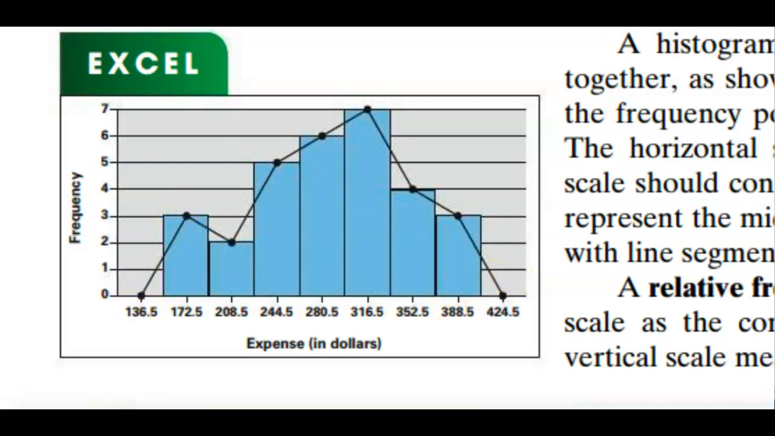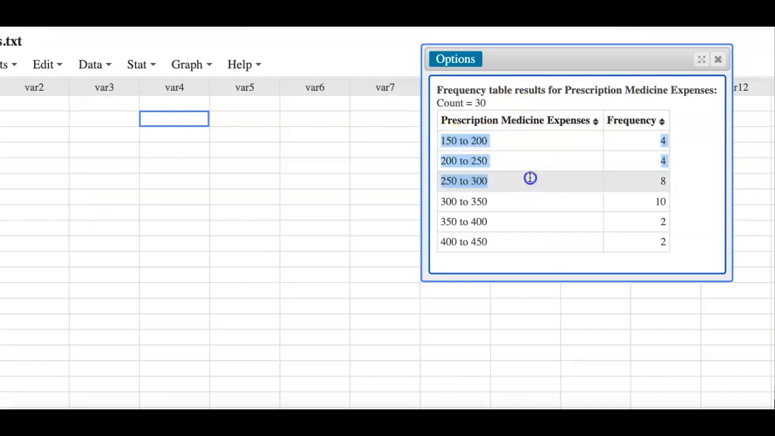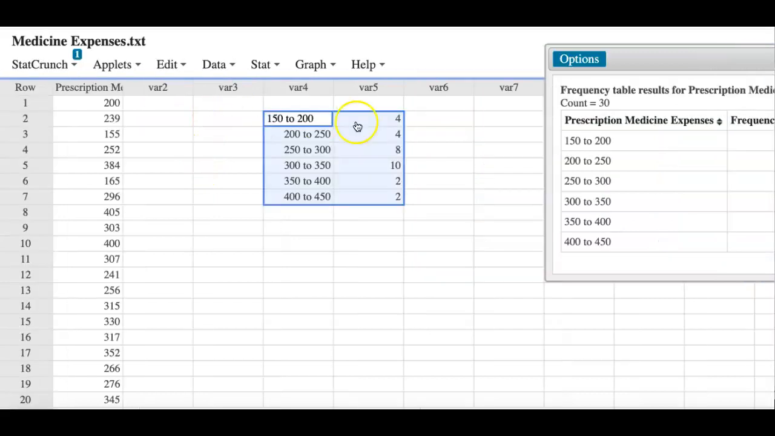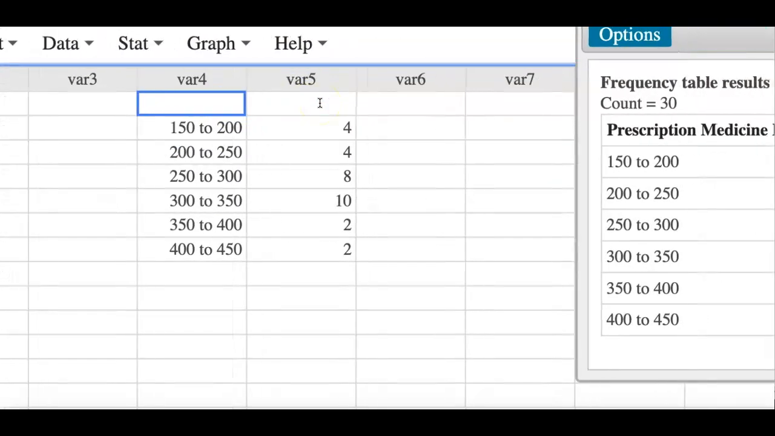So take a look at what I do over here. I copy this table, guys, and instead of starting from the very top, I'm going to click on the second row and paste it up here. Because I will also create one row above this 150 to 200 class.